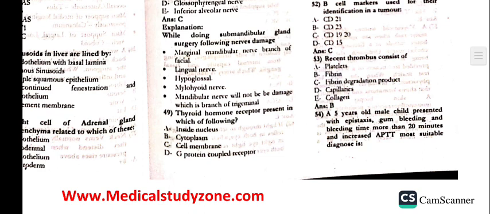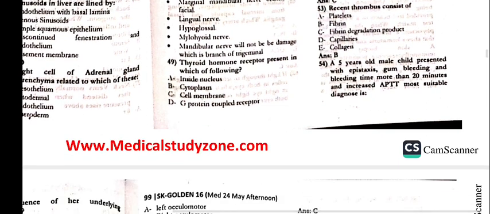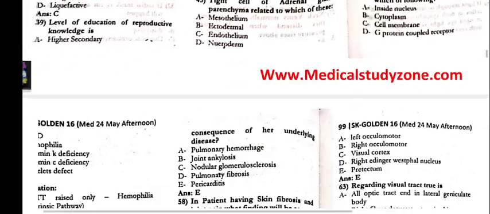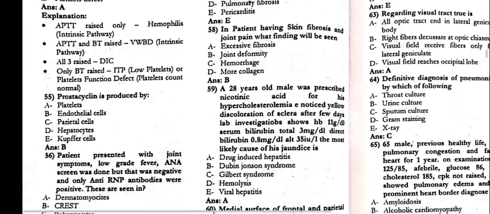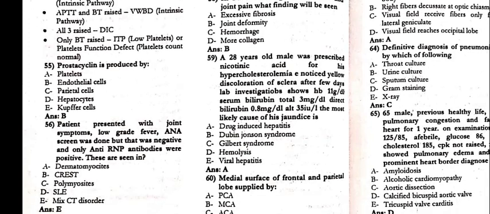Recent thrombus consists of fibrin. A 5-year-old male presented with epistaxis, bleeding time more than 20 and increased acidity. Most suitable diagnosis would be von Willebrand disease. 55, prostacyclin is produced by the endothelial cells.